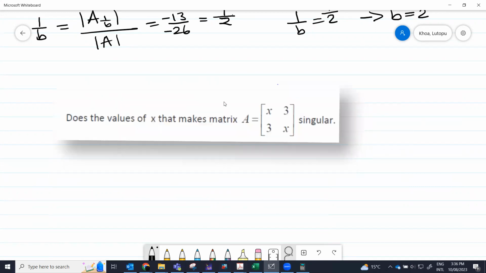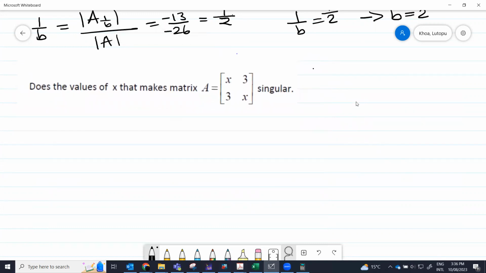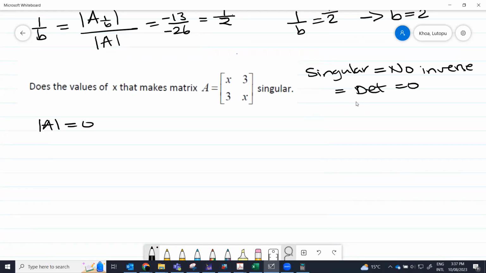So this is just a matter of remembering what singular means. Singular means no inverse. And no inverse means that the determinant is equal to 0. So all you have to do is find the determinant of A and equate it to 0.